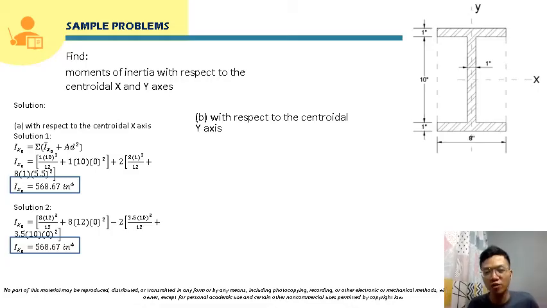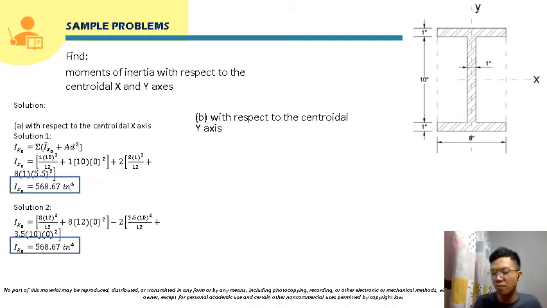Okay, so for letter B, we are going to solve for the moment of inertia with respect to the y centroidal axis. Y centroidal moment of inertia with respect to the y centroidal axis. So this is the y centroidal axis.